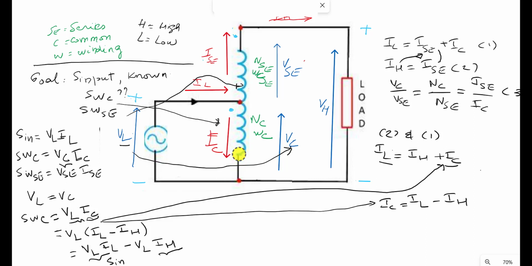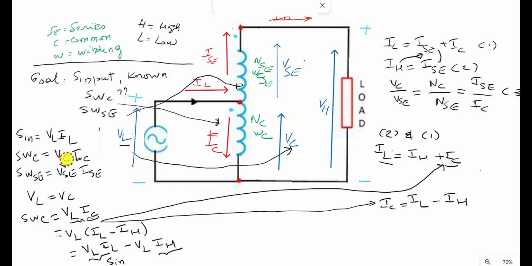What is the actual power that flows here? When I talk about power here, I talk only about apparent power because of the transformer. What is the power that goes to this common winding? What is the power that goes to this series winding? S input is equal to VL times IL. That's the formula of the power. We talk about single phase.